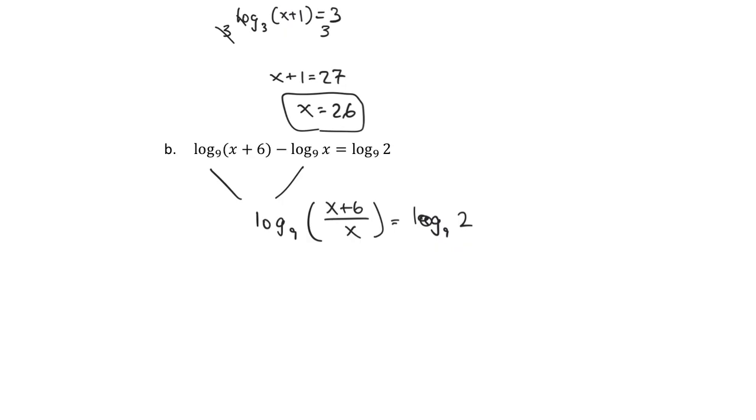So now, since we have a single logarithm on both sides, we can use a base of 9 to cancel each logarithm. We have x plus 6 divided by x equals 2. Now, like we've done before, if we want to solve an equation that involves a fraction, we can get rid of the fraction by multiplying both sides by x. And then subtract. So we have 6 is equal to x.